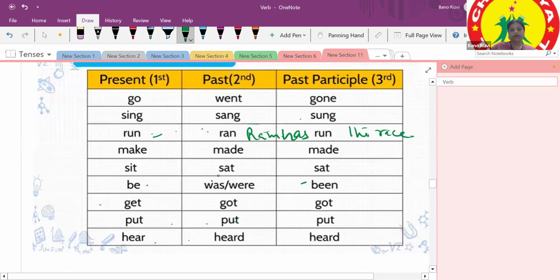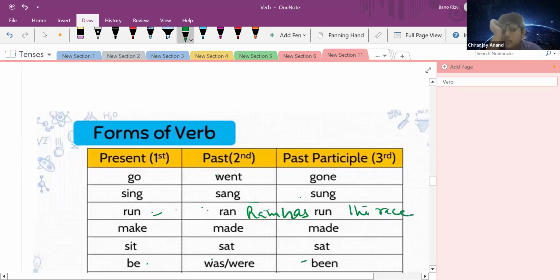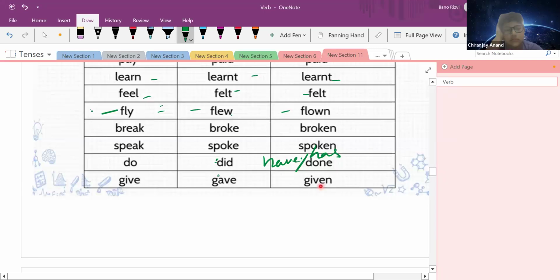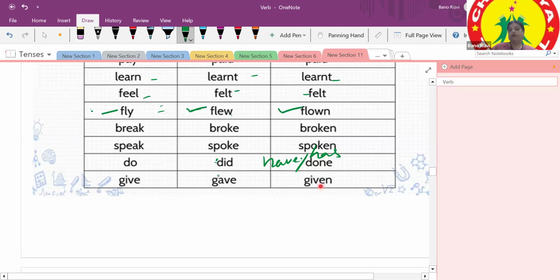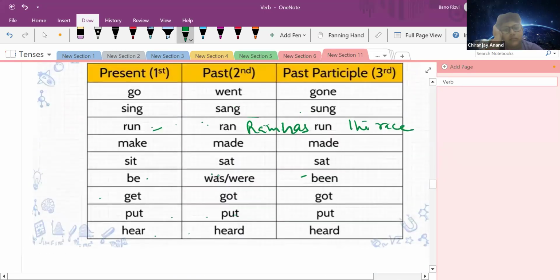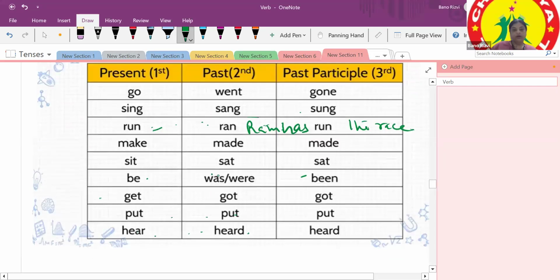There are certain verbs that change their form very much. Some examples are fly, which changes to flew and flown. Another is go in the present form, went in the past form, and gone in the past participle form. So go, went, gone. Also hear, heard, heard; get, got; be, was, and been. You have to learn these.